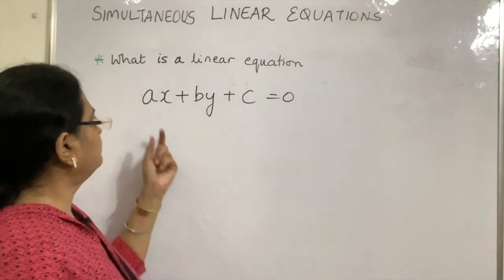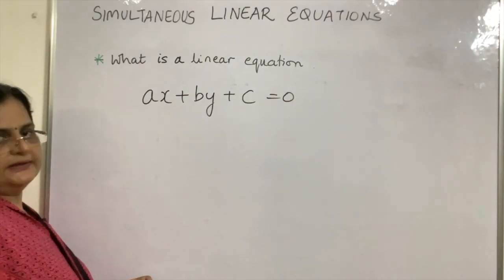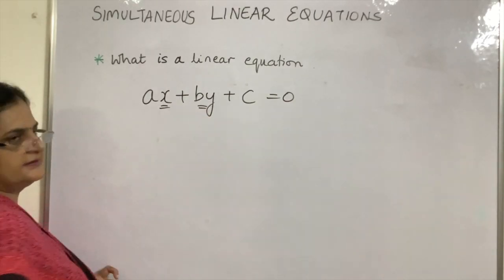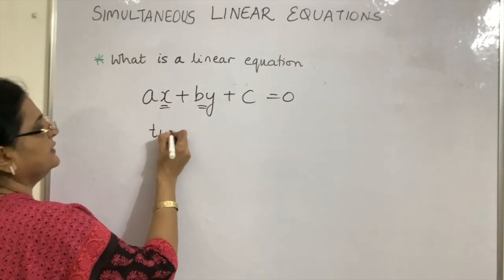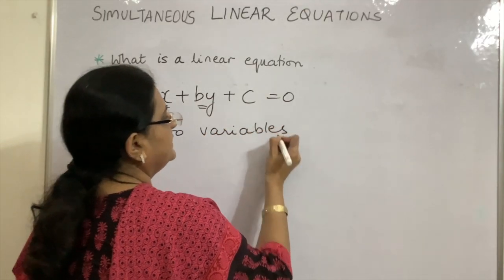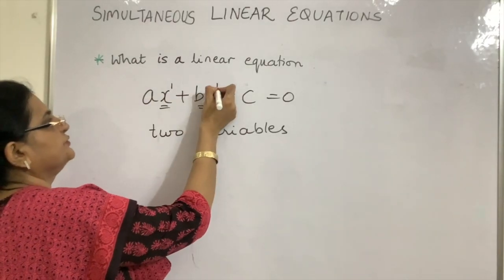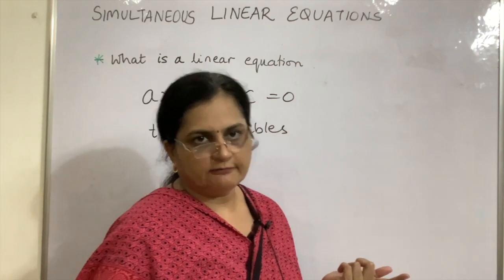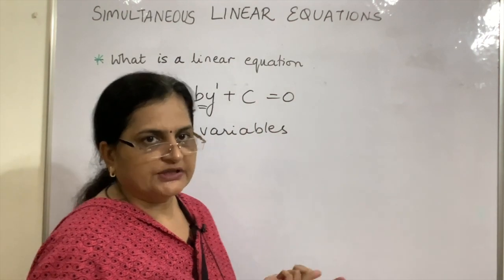Any equation of the form ax plus by plus c is equal to 0 is known as a linear equation. And how many variables are there? X and y are the variables. So it is a linear equation in two variables. How do you decide it is a linear equation? The power of the variables, if you see over here, the power of the variable is 1. So you see it is a linear equation.